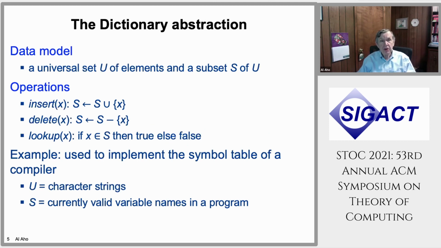Let's take an example of a simple abstraction, the dictionary. Its data model is a universal set of elements and a subset. Its operations are insert an element, delete an element, and look up an element. Dictionaries are used in many applications in computer science, particularly in compilers, to implement the symbol table of a compiler. When used in a compiler, the universal set of elements are the character strings, and the subset is the set of valid variable names that the compiler has seen as it's processing a program. I think all of you are very familiar with a dictionary.